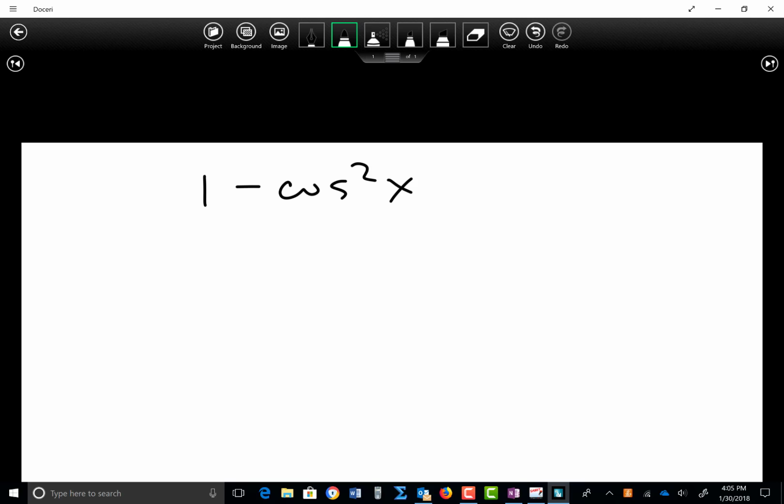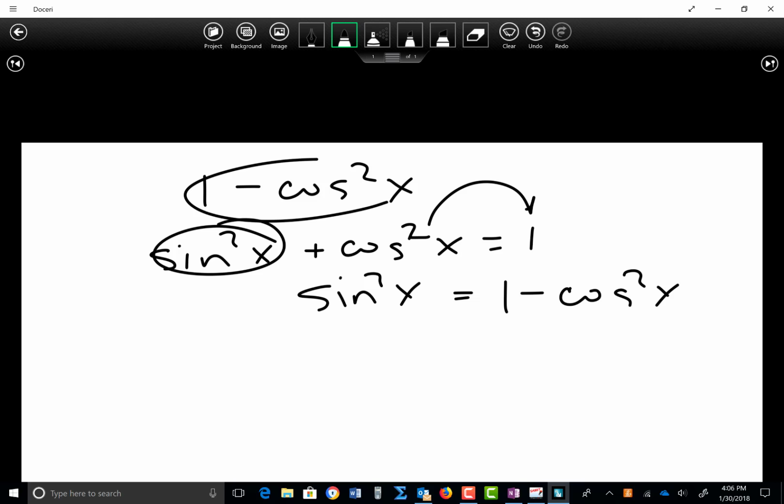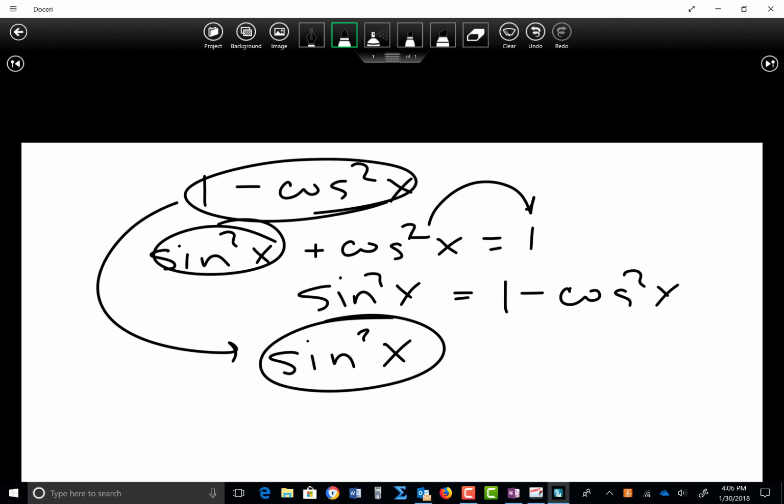And remember, our Pythagorean identity is sine squared plus cosine squared is equal to 1. Now what that means is if we were to rearrange things, if I were to bring the cosine over here, I would have 1 minus cosine squared x is equal to sine squared x. So that means what I have here is equal to sine squared x. So you're trying to make substitutions so that you can get something that is simplified. And so the further down you go, the better. And you're going to need to practice some of these, and I will post some practice for you of just some basic ones.